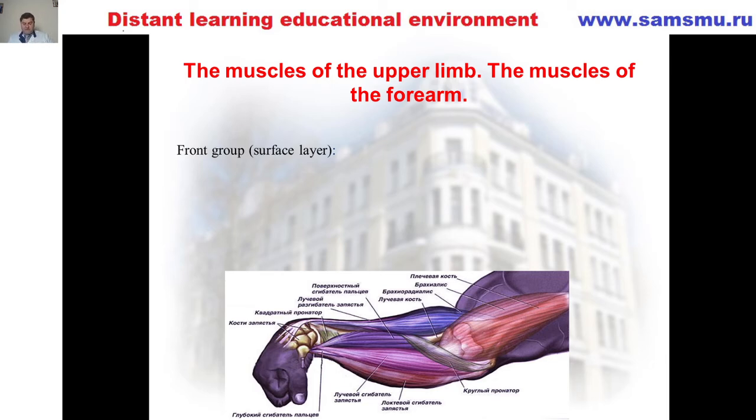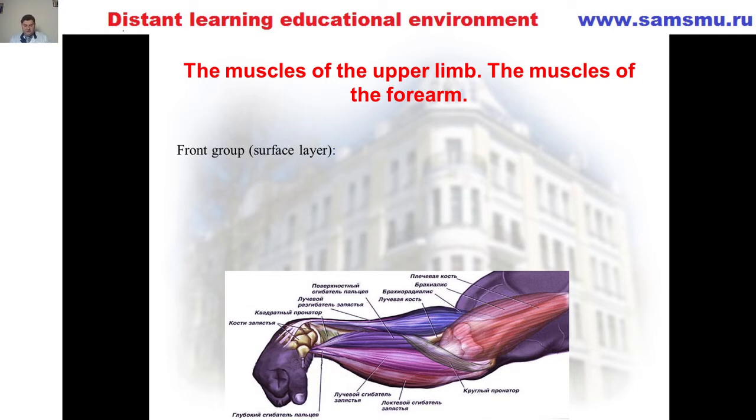Each group consists of a superficial and a deep layer. The superficial layer of the anterior group of muscles arises from the medial epicondyle of the humerus. You may see the medial epicondyle here. The similar layer of the posterior group arises from the lateral epicondyle. The deep layer of both groups has no place for attachment to the epicondyles and so originates from the bones of the forearm and from the interosseous membrane.